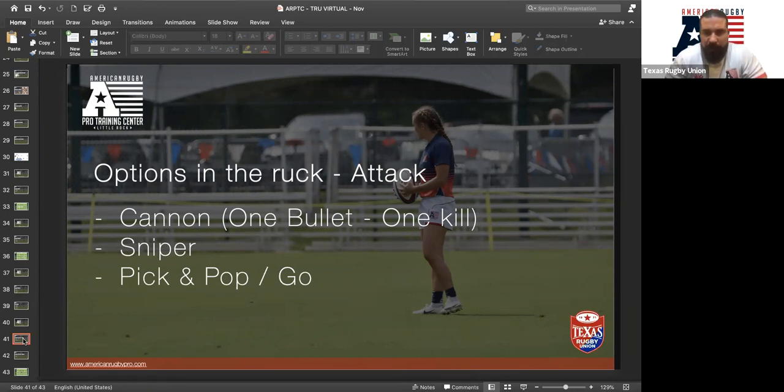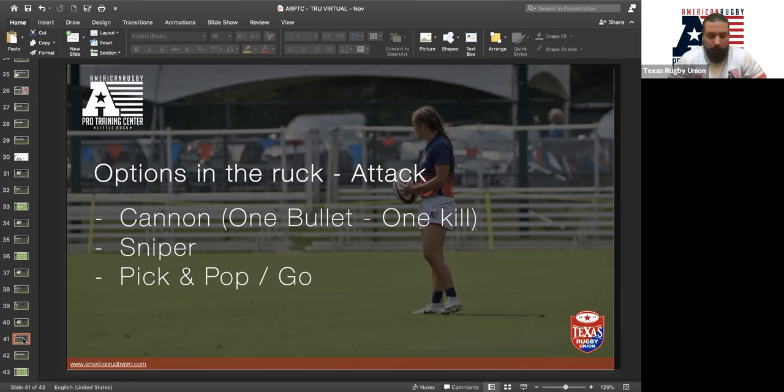Very, very familiar situation. What we want to do is send in what we will call, again, this terminology is just what I call them, it can be called whatever you want, a cannon. The reason I use the word cannon is because a cannon just blows things up. So if we've got that one player over the ruck, we need to blow them away.